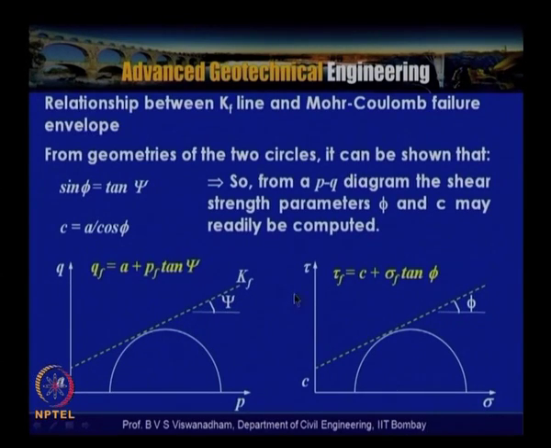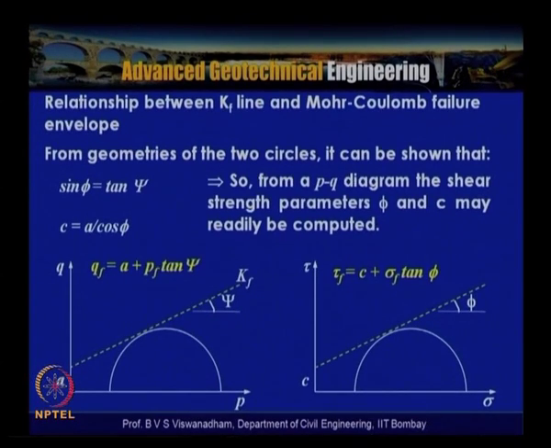Similarly, when you take the Mohr-Coulomb failure envelope, we have tau and sigma, and we have a Mohr circle with an inclination phi and c as the vertical intercept, then tau f is equal to c plus sigma f tan phi. So sigma f is the normal stress at failure. So from the PQ diagram, the shear strength parameters phi and c may readily be computed. Suppose you have a PQ diagram where P is equal to sigma 1 plus sigma 3 by 2 and Q is equal to sigma 1 minus sigma 3 by 2.